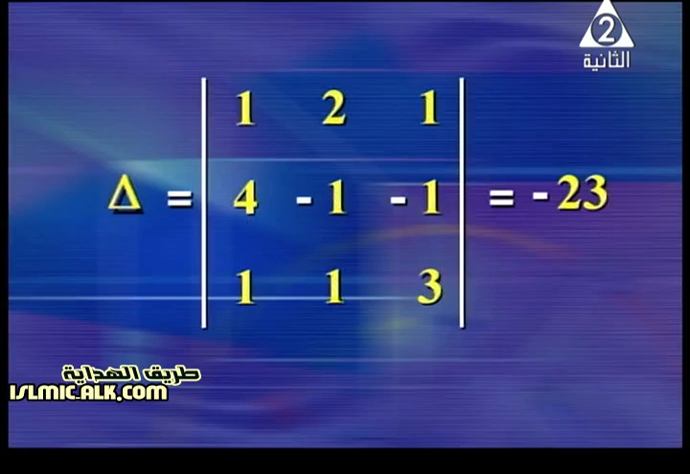What is the meaning of the diagonal method? We have the delta: 1, 4, 1 in the first column, 2, negative 1, 1 in the second column. We add the first and second columns after the determinant. After that, connect the elements of the diagonals: 1, negative 1, 3, and so on. Then add the products of the main diagonals and subtract the products of the reverse diagonals, and we find the delta equals negative 23.